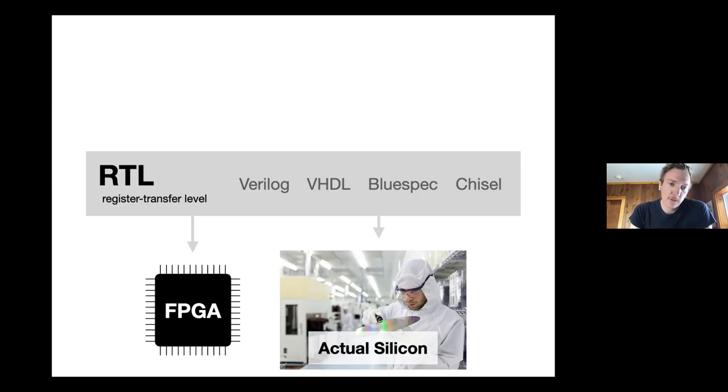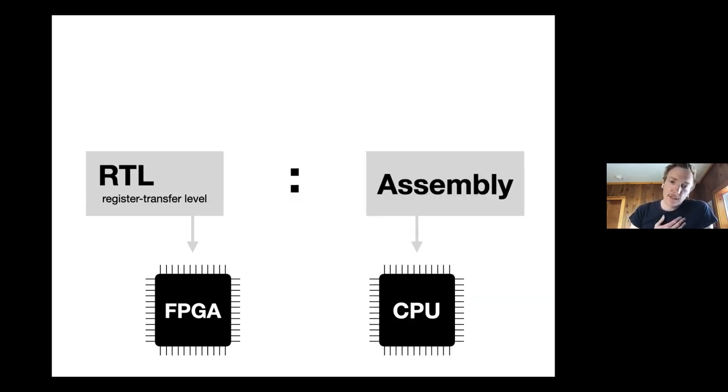The vendor toolchains are extremely fat to go from RTL that could be mapped to silicon to an actual configuration for the FPGA. But that's what you get to use. So in that very, very rough sense, you can think of RTL as sort of like the assembly language for FPGAs, as assembly is for programming CPUs.